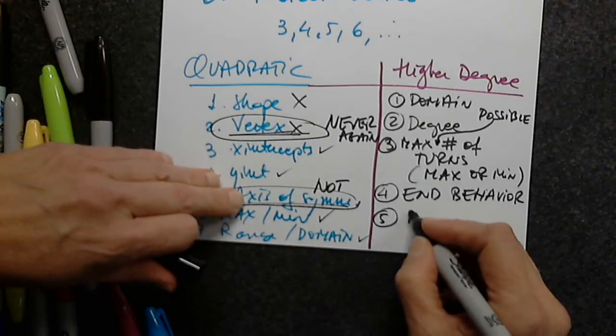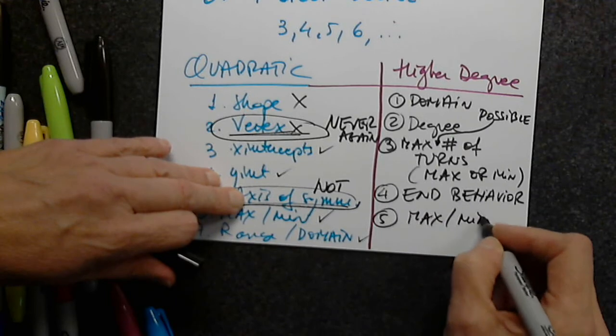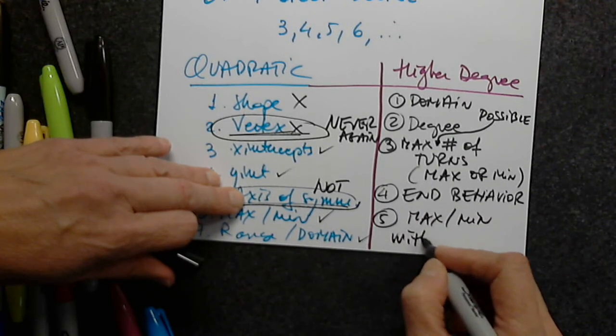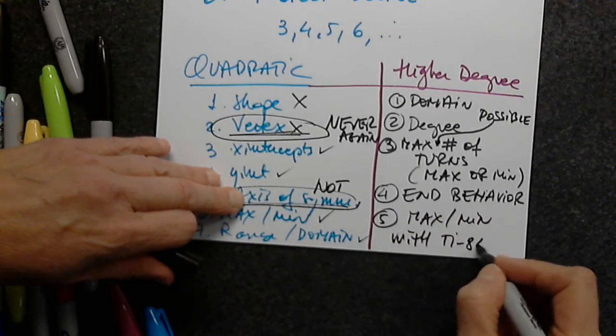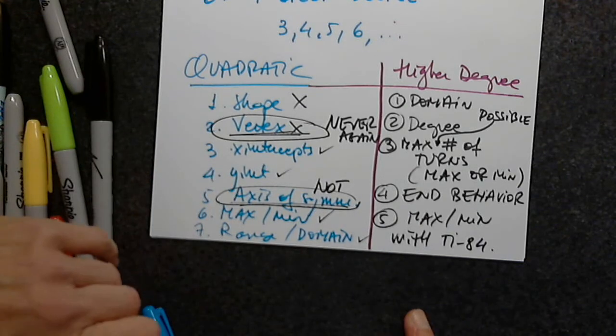Max min with TI. I'm going to write 84 because that's what I have, but you can use 81 through 86.